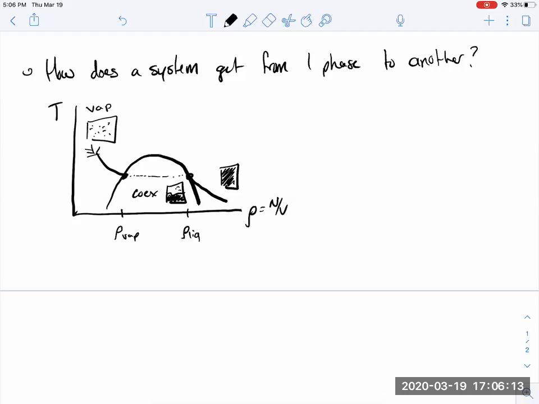Okay, so what's important about this is that if I was to put myself somewhere in this region of coexistence, under this coexistence curve, what's kind of interesting is that in that region, it really highlights the fact that the system resists densities that are between those two endpoints.